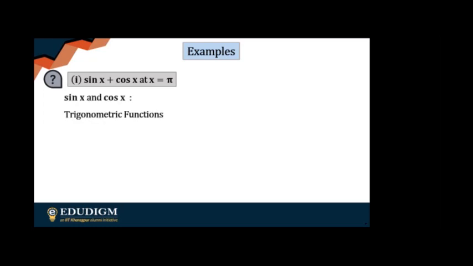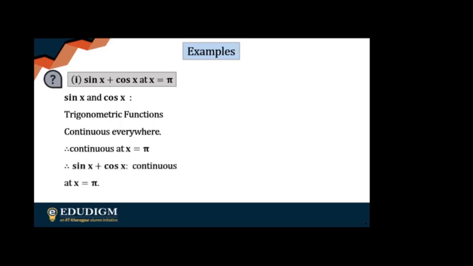Sin x and cos x are trigonometric functions, and they're continuous everywhere. This is also a standard result that we are going to explore later. So in general, it's continuous at x equals pi. If you just take their sum, it's going to be continuous. This is not very difficult, but it gives you an idea that sometimes when you are judging the continuity of a function which might be a little complicated, like some products or quotient or summation, if you look at the components individually and judge their continuity, then probably you will have a way out.